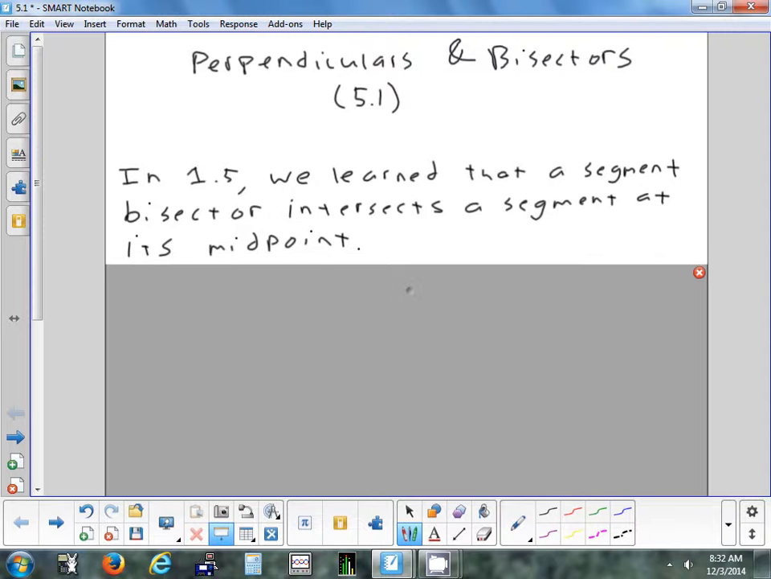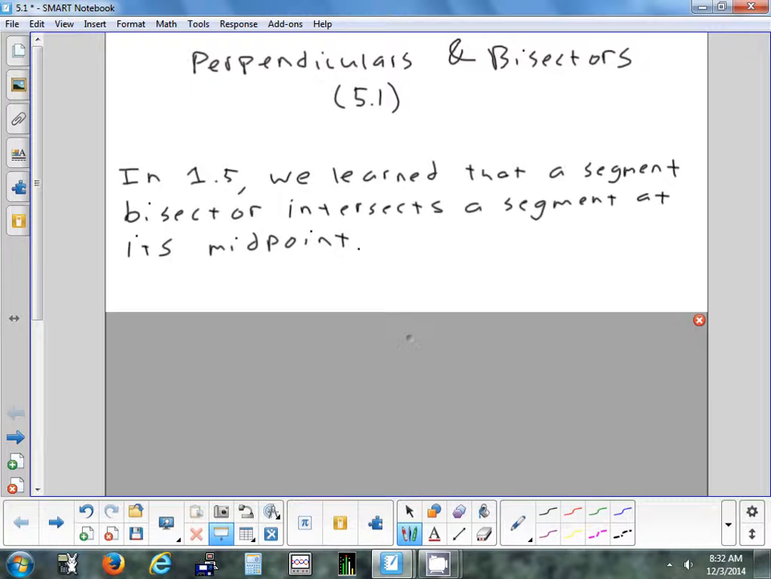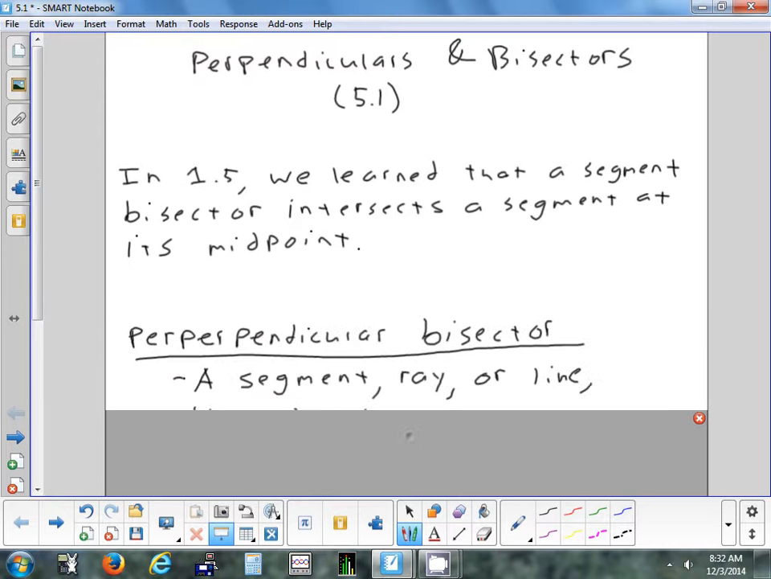So way back in chapter 1, we learned that a segment bisector basically crosses a segment right at its midpoint. So a segment bisector could be a line, it could be a ray, but it intersects a segment right at its midpoint.